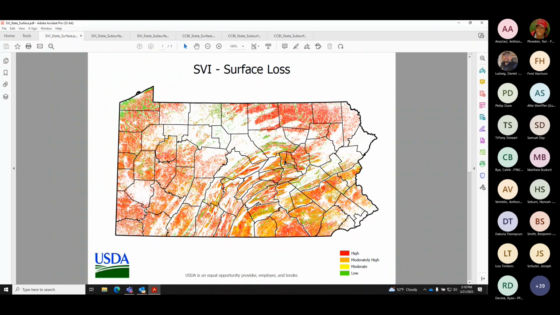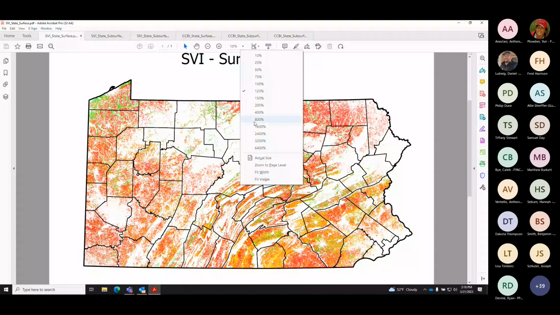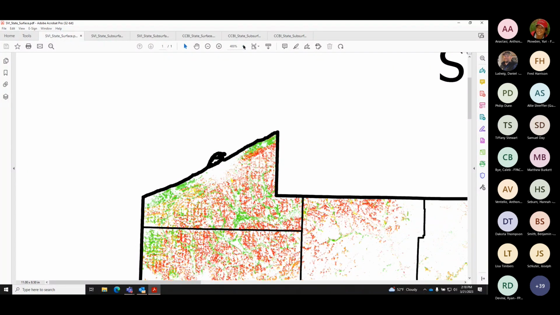And I can zoom way in on this. It's probably pretty laggy because this is a huge map. But it really is at a level where you can, let me see here, you can see individual fields if you zoom in far enough on this thing. It's done at a pretty fine scale.